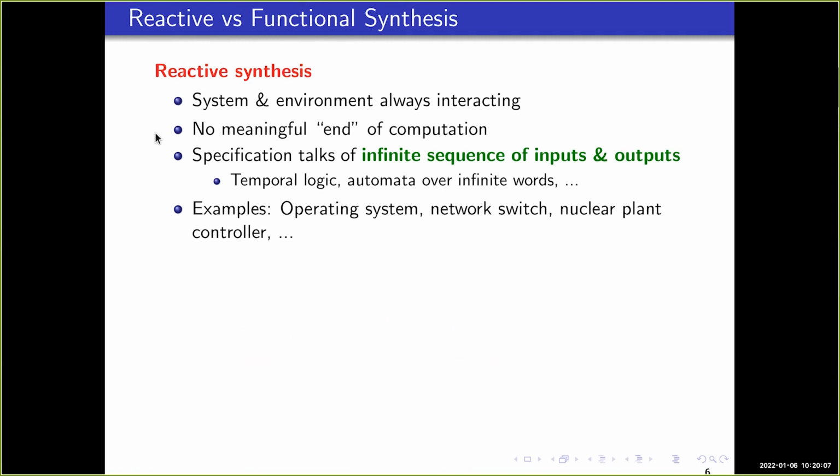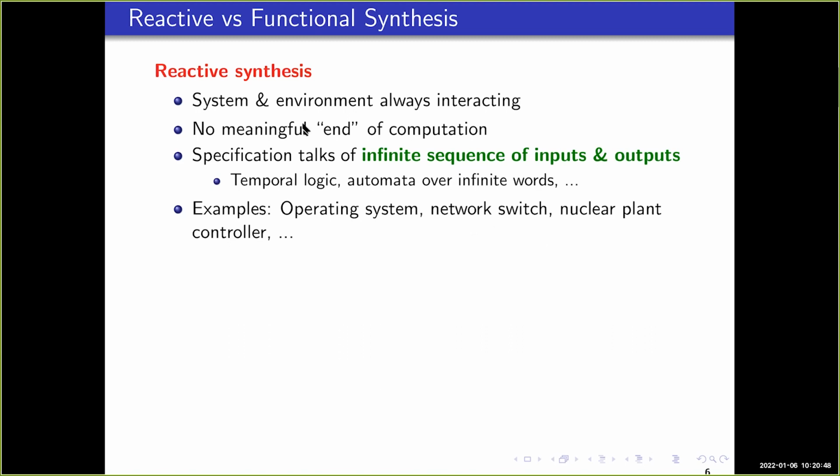So the first kind, where temporal operators are involved, is actually about a system and an environment that are always interacting with each other. Examples are like an operating system or a network switch or a plant controller, right? There's a continuous interaction going on between the system and the environment, and there is no meaningful end of computation. Of course, if the nuclear plant blows up, then everything ends. Or if the system crashes, or if you turn off the power, the operating system or the network switch ends its computation. But there is no meaningful end of computation.